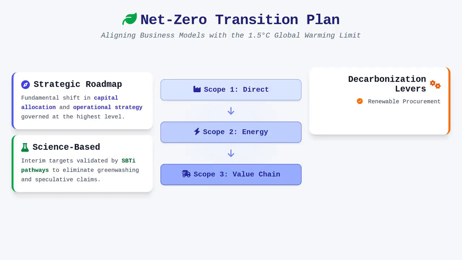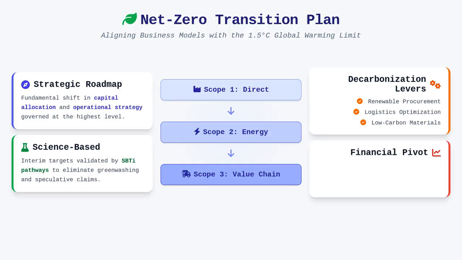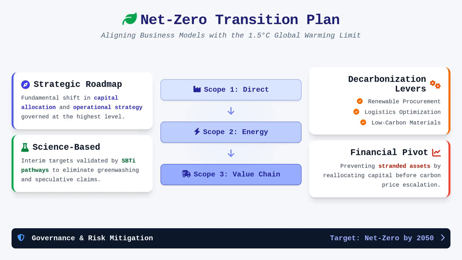Effective plans identify specific decarbonization levers, such as shifting energy procurement to renewables, optimizing supply chain logistics, or re-engineering product development to favor low-carbon materials. Beyond these operational changes, the plan must articulate how the underlying financial structure of the company will pivot away from high-carbon assets that risk becoming stranded as the regulatory environment tightens. This strategic reallocation of capital ensures that the firm remains solvent and competitive in a transition scenario where carbon prices are likely to escalate significantly.